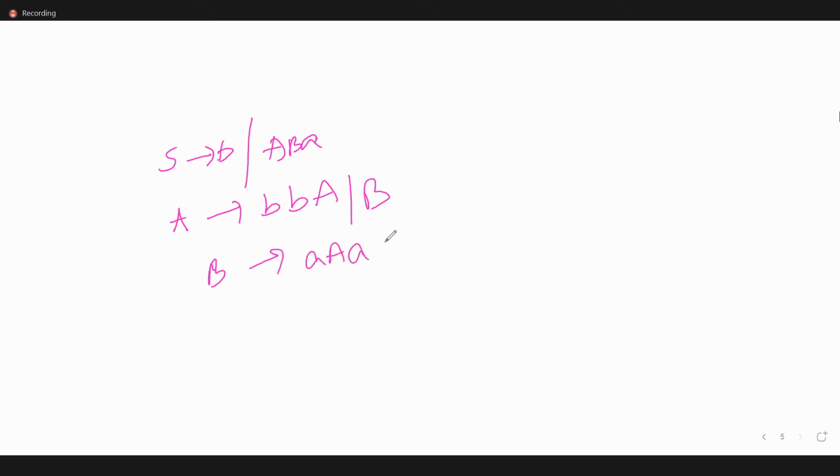Next one is S tends to small b or capital B, A, B, A. A tends to B, B, A or B. B tends to A, A, A. I don't want to explain this. First you solve. If you are unable to do it, then I'll explain.